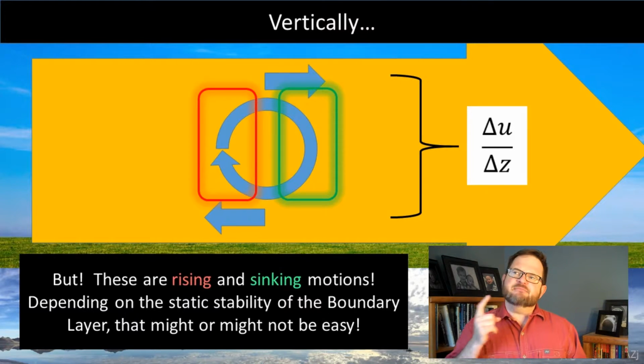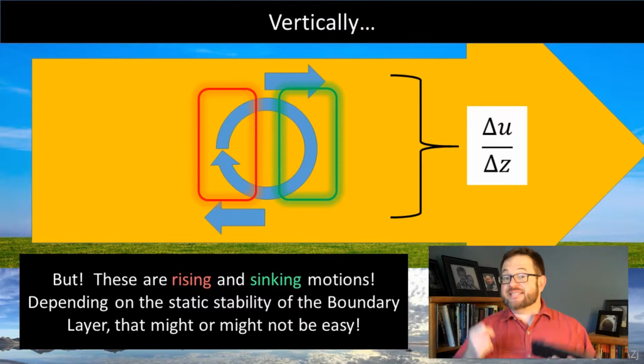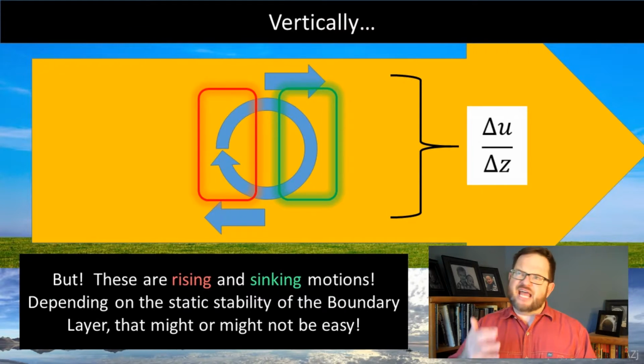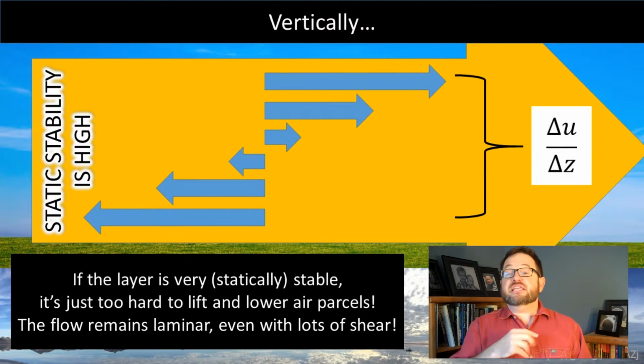Well, remember, rising and sinking motions are not always such an easy thing in the Earth's atmosphere. Depending on the static stability of the atmosphere, it can be no big deal to lift air parcels or lower air parcels, and they're not resisting their changes in vertical motion. Or if the atmosphere is very statically stable, that can be a lot of work. The atmosphere can really be resisting vertical motions like that. So for example, in this situation I labeled it, well, what if the static stability is very high? This layer is very statically stable.